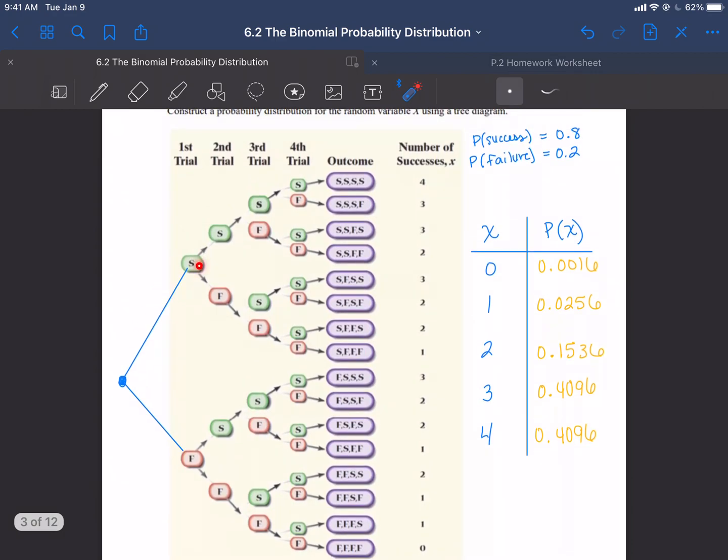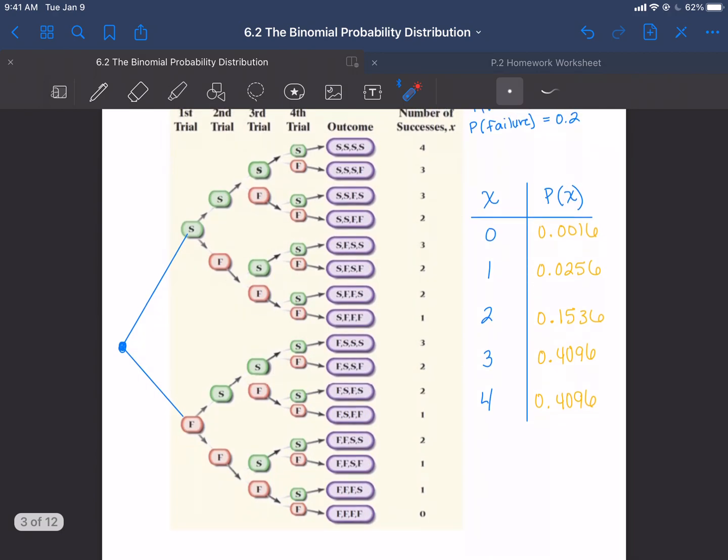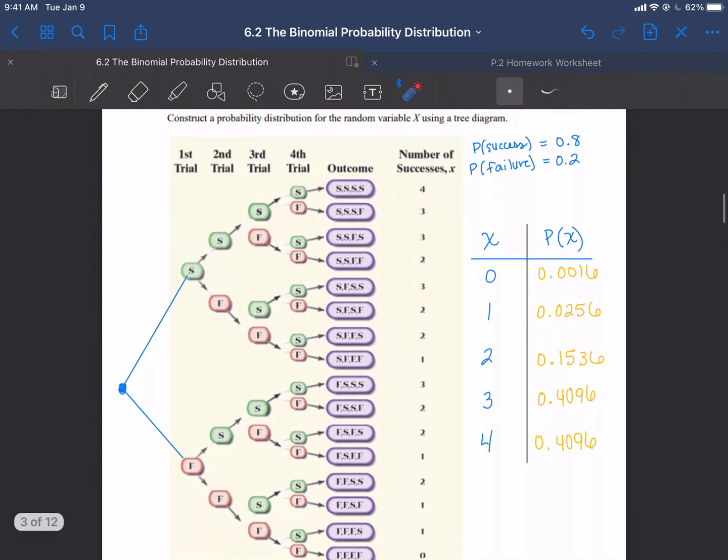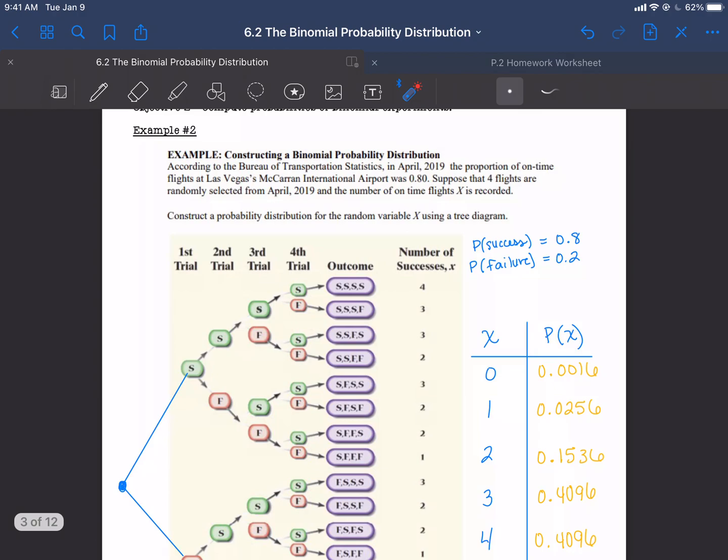So the first trial could have been a success or it could have been a failure. From there, the second trial could have been a success or failure, and then each of those could have been a success or failure, and so on. So these are the different outcomes there. And then stated over here, we just have the number of successes. So all 4 were on time, 3 were on time, the last one was not. On time, not on time, so on. So it says construct a probability distribution for the random variable x using the tree diagram.